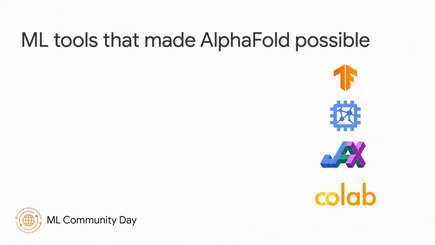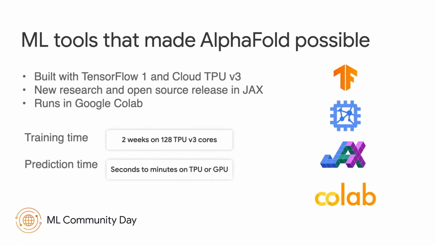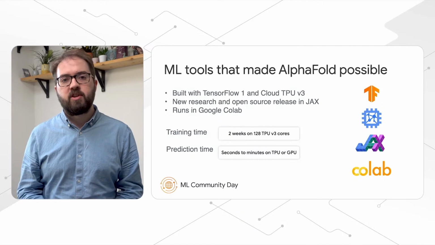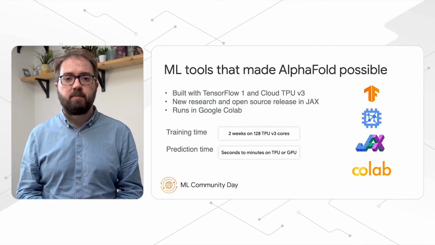Our research that led to the development of AlphaFold involved trying many different ideas. The Google ML ecosystem allowed us to iterate very quickly and then to scale up our research. AlphaFold is trained with 128 TPU v4 cores over a couple of weeks. This is actually quite cheap compared to some modern models.